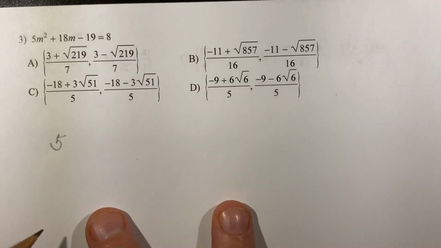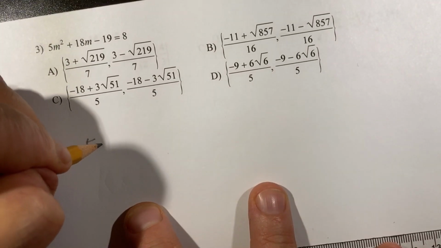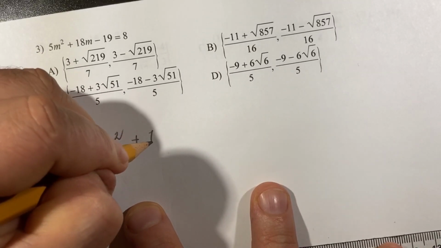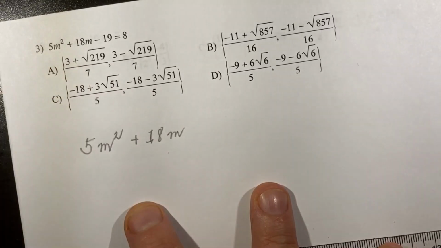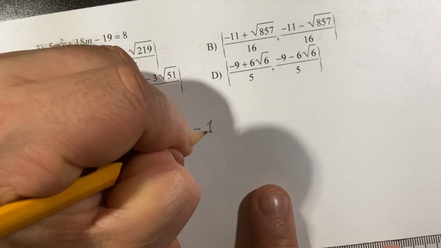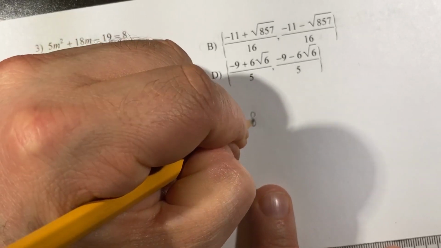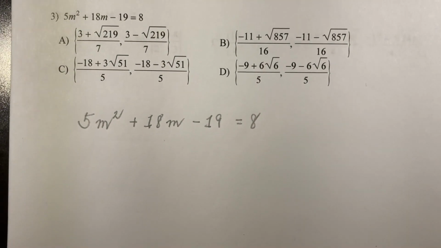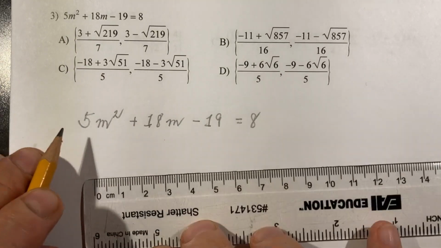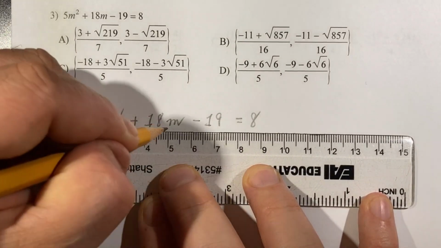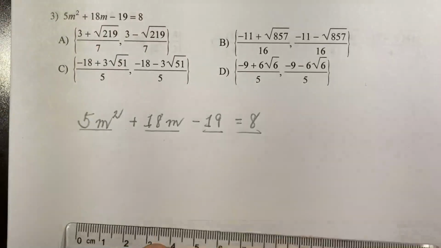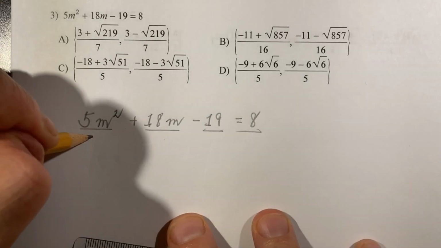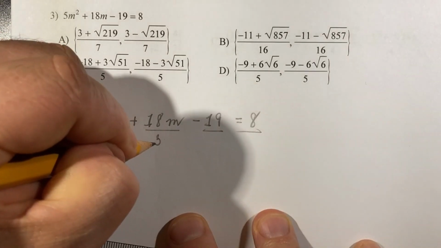We have 5m squared plus 18m minus 19 equals 8. And now what we want to do is divide everything by 5. So every single term gets divided by 5. We have to do that before we begin because there can't be any number in front of the leading coefficient. So we'll divide everything by 5.